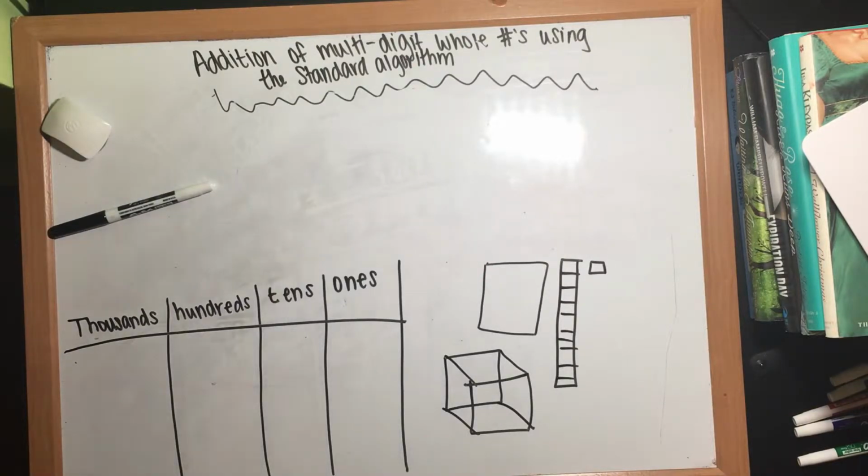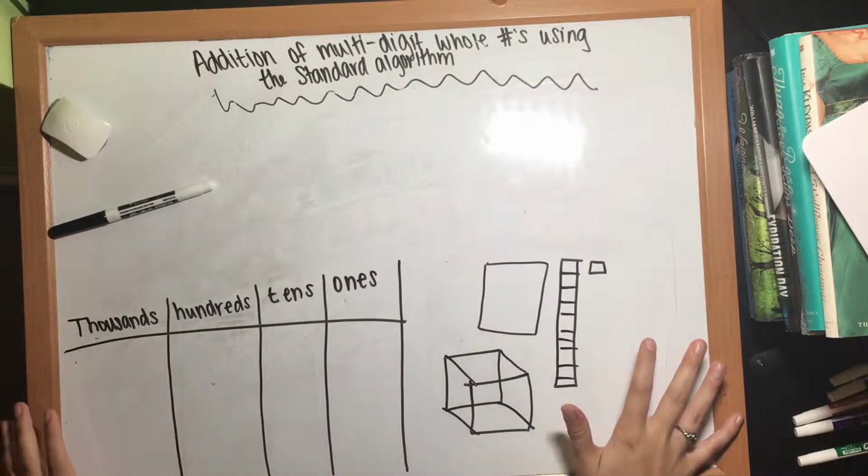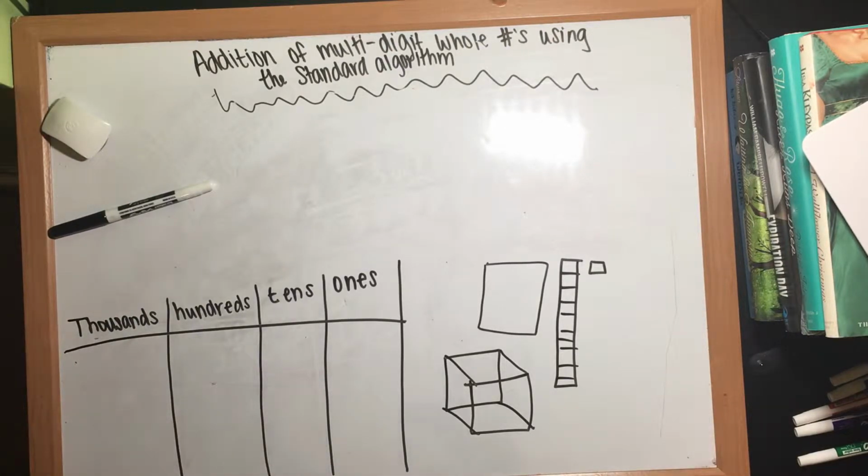Okay, so right now I'm working with adding multi-digit whole numbers, and we're going to use the standard algorithm for this. For the standard algorithm, it is so crucial that the students already understand place value, because this does rely heavily on place value and regrouping those tens into the next place value place.